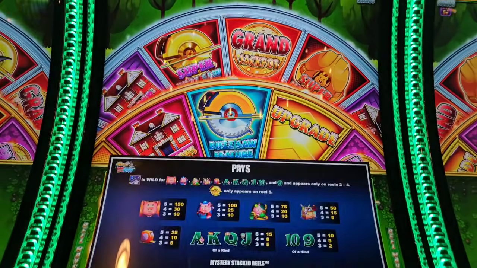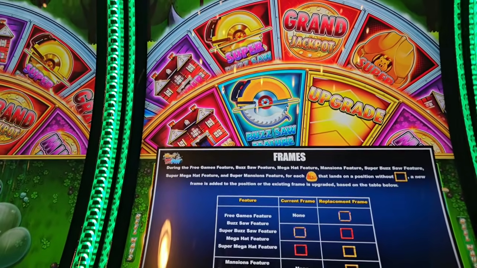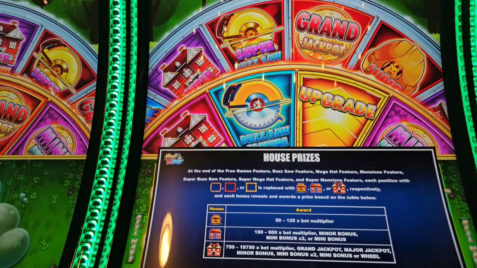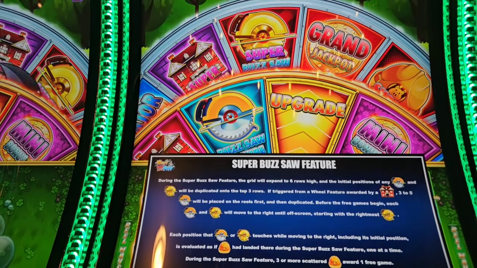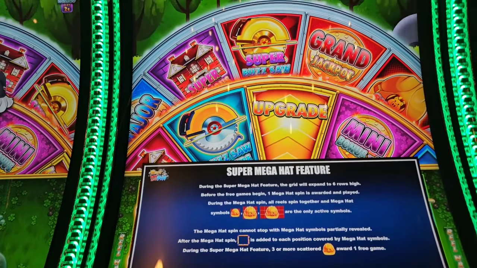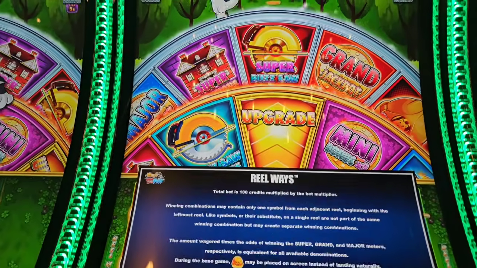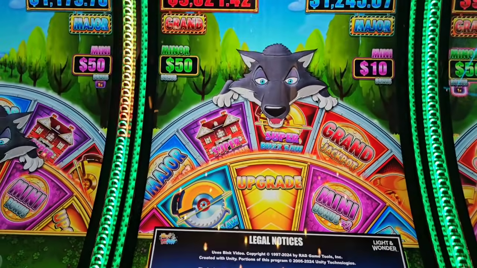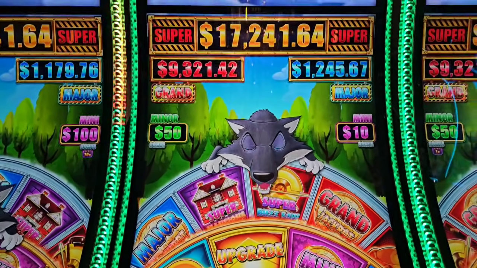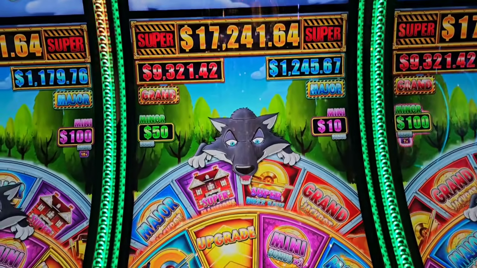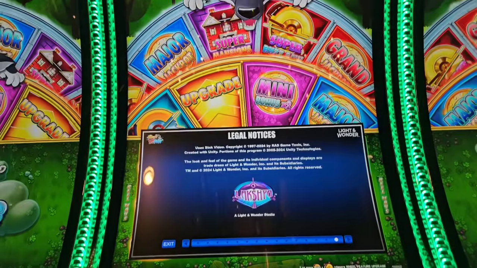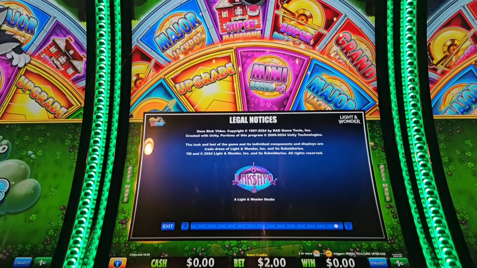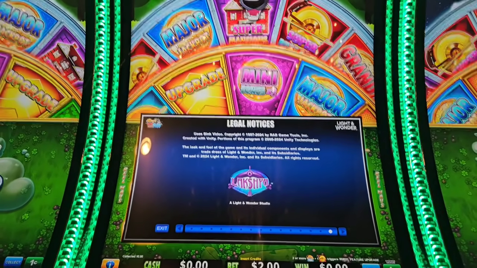So if we go into the rules here, it goes through everything, and the more features basically that you find on here: wheel feature upgrade, buzzsaw feature upgrade, mega hat feature, mega mansion feature, super mansion feature. As you can see, the more features there are, the more range of possibilities. So let's go ahead and move on from this game and find an example of a lower volatility slot that does not have so many features and will not have so many different outcomes.